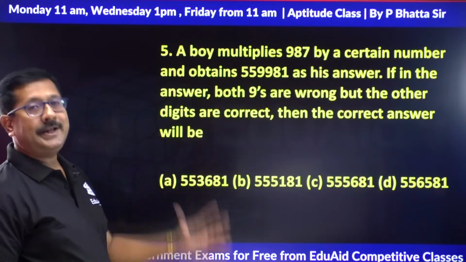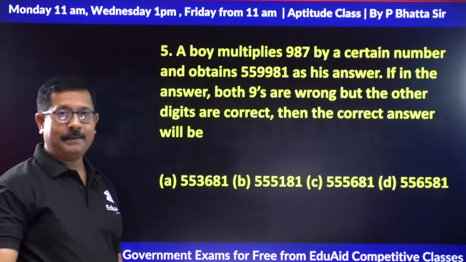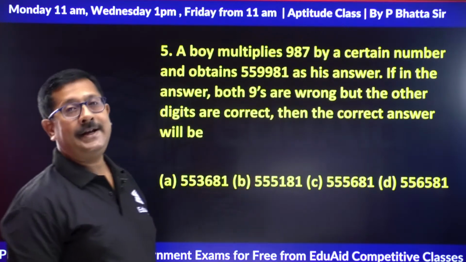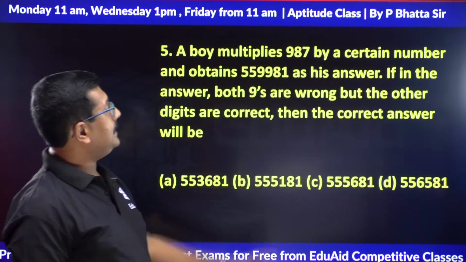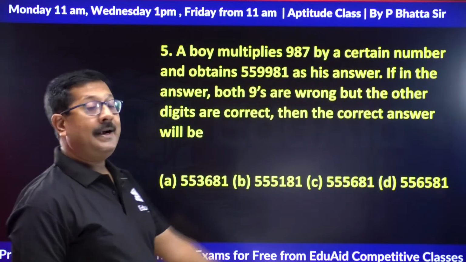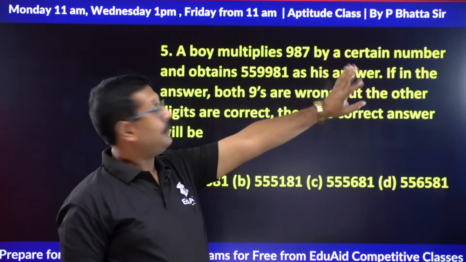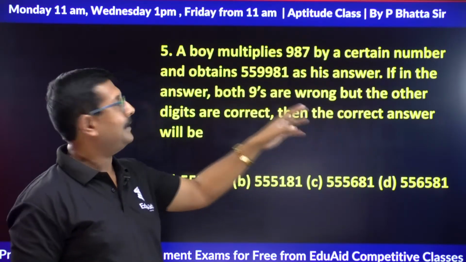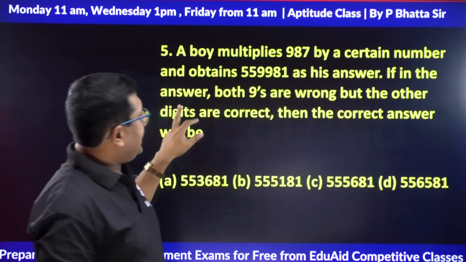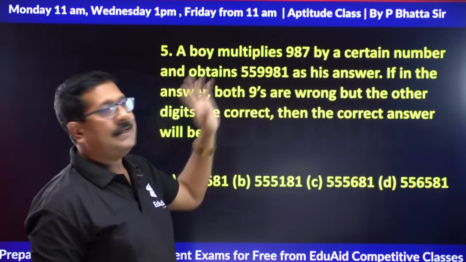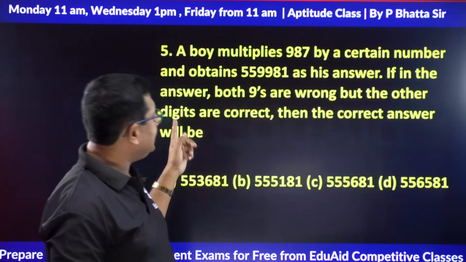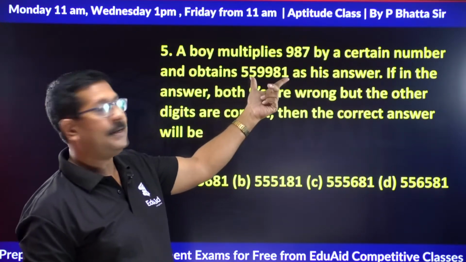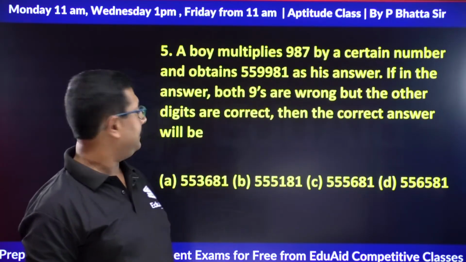Now, how can we think about this question without using pen and paper? A boy multiplies 987 by a certain number and obtains this as his answer. That certain number is not given, so we do not know about it. We know only this number 987. So from this 987, we have to apply logic. If in the answer both nines are wrong but the other digits are correct, we are to find the correct answer.